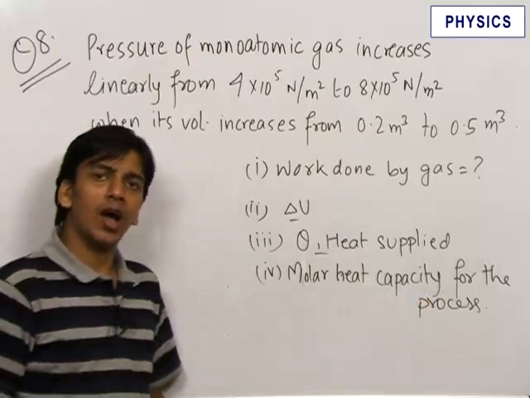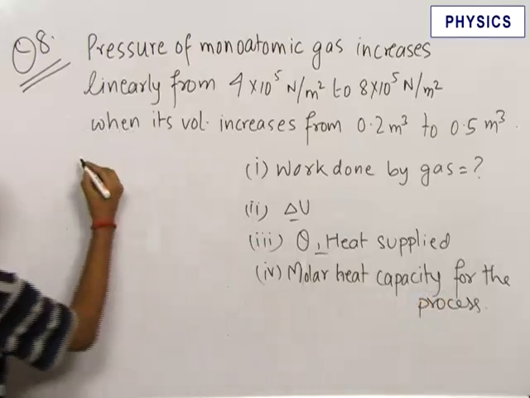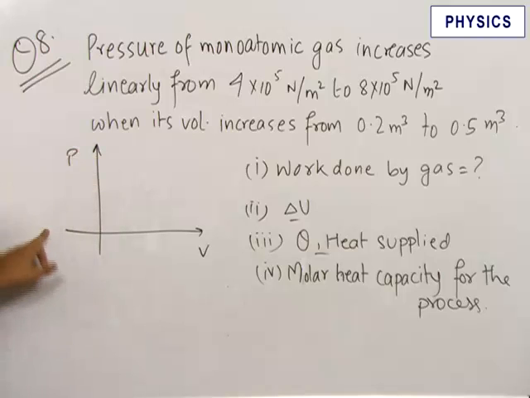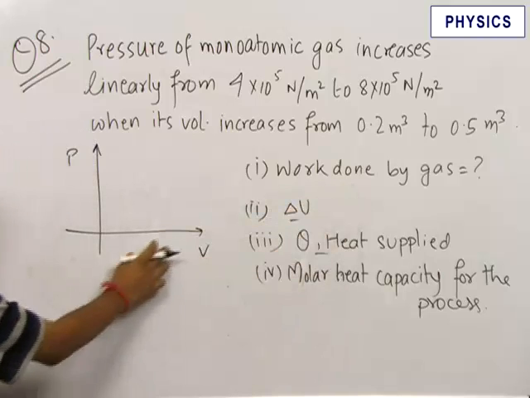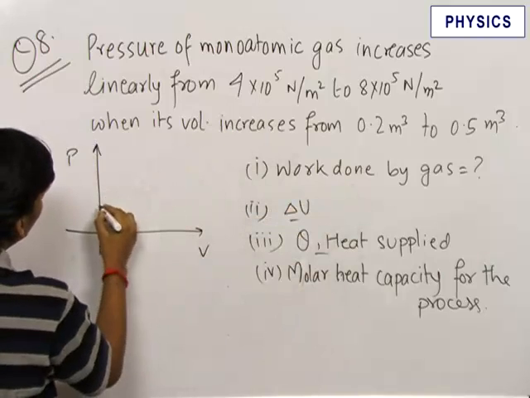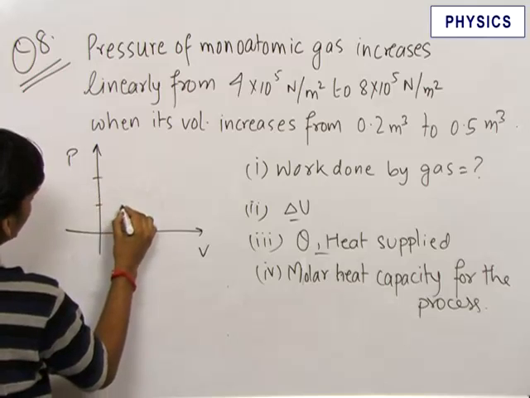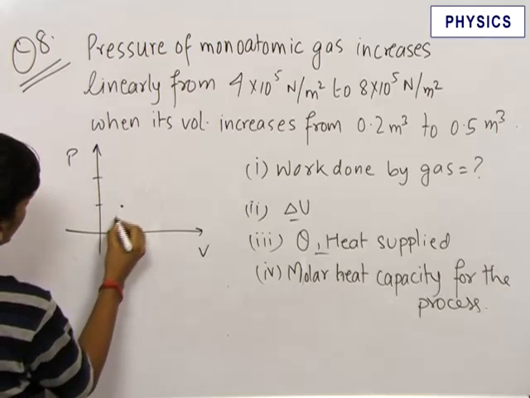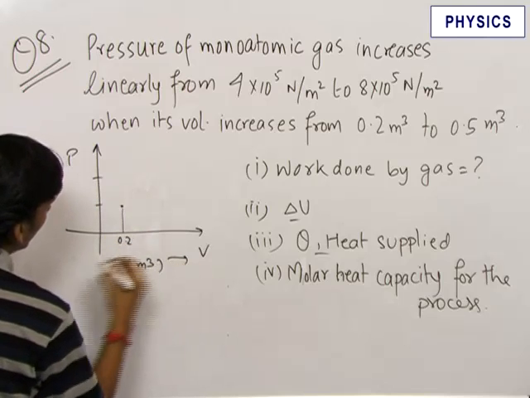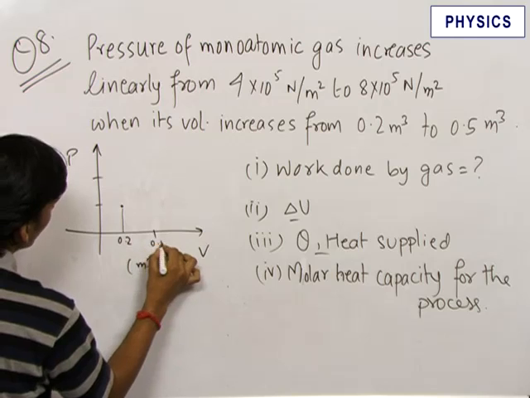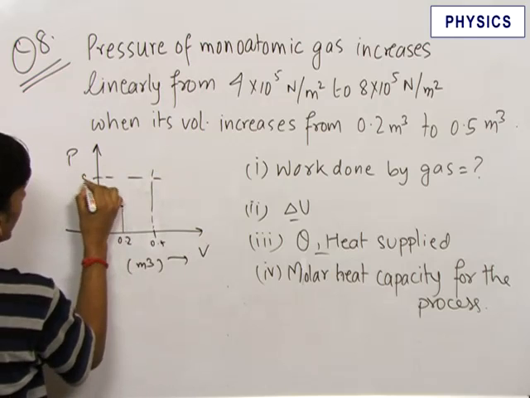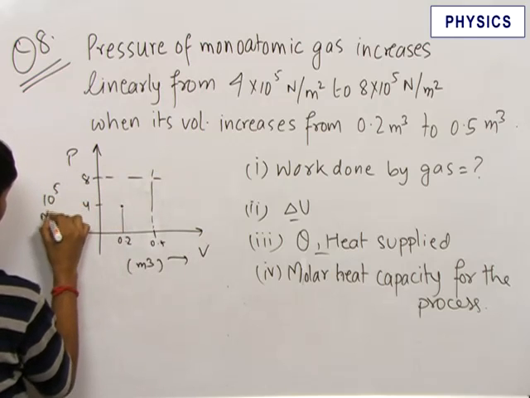So for this, I prefer to first draw the graph. It is favorable to draw the PV graph because the work done is asked. So when we draw the PV graph, we find that the pressure increases from 4 into 10 to the power 5 to 8 into 10 to the power 5, while the volume increases from 0.2 meter cube to 0.5 meter cubes. This is 4, this is 8 in 10 to the power 5 newtons per meter square.